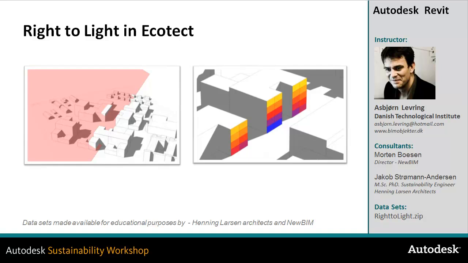In this video, we'll take a look at the Right to Light tool within the Ecotect environment. We'll take a look at extruding solar envelopment to check out the vertical sky component within the model, how to subdivide surfaces, and to check out existing and new envelopment.